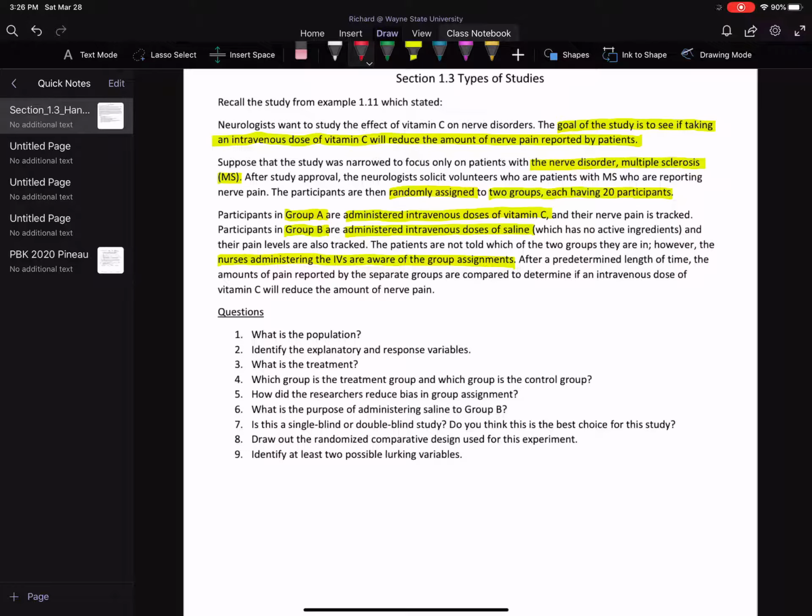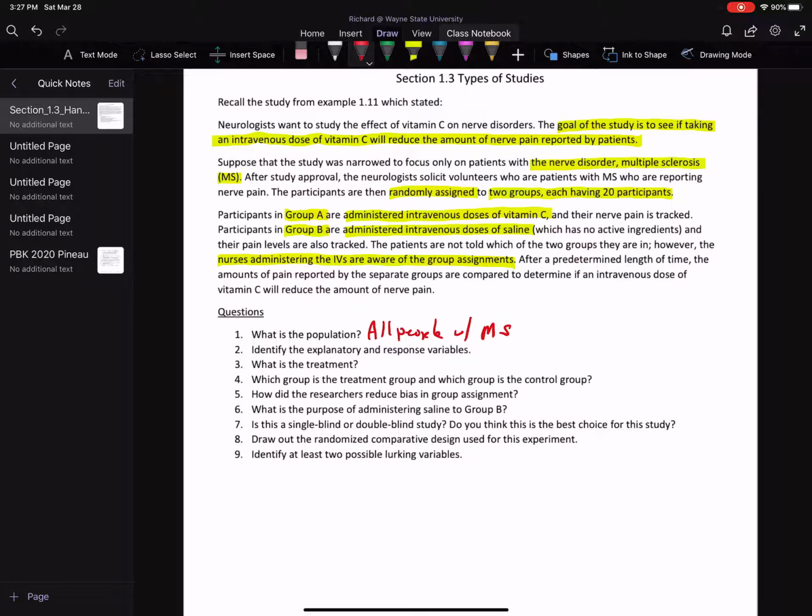So what is the population here? Well, since they want to study the goal of seeing if vitamin C is reducing nerve pain, it's those with nerve disorder, but it's more specific than that, right? It's all people with MS, the big one there, MS.